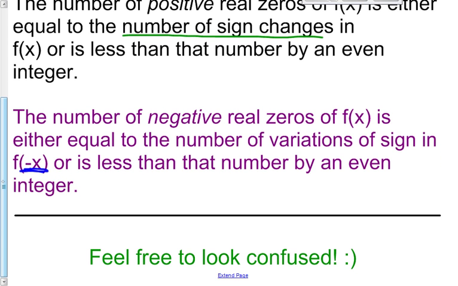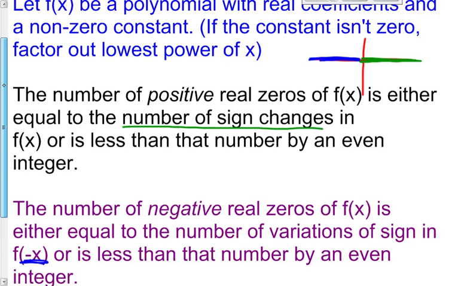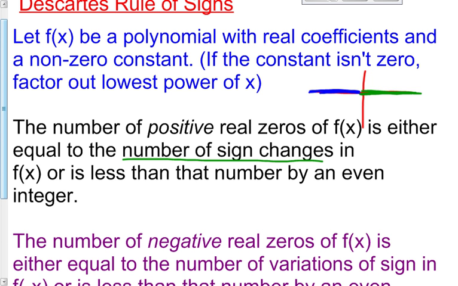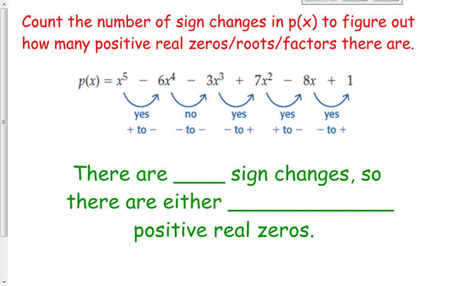Now, I could imagine that you're kind of confused right now, and that's just fine. We're going to define this a little bit more as we go on to our next examples. But bottom line, to find out the positive number of zeros, count the sign changes. To find out how many negative real zeros there are, count the sign changes in f of negative x. So looking at this one, let's start practicing this. We're going to count the number of sign changes in our function f of x, or in this case, it's going to be p of x.